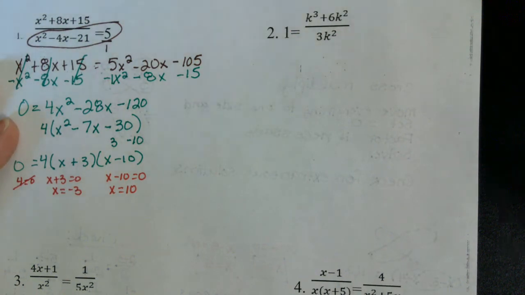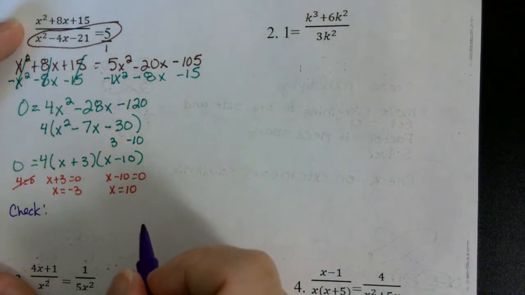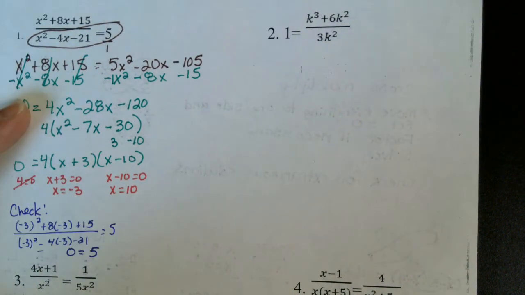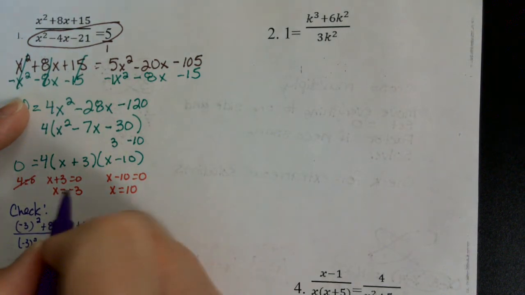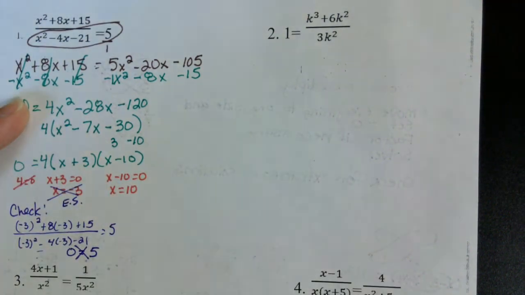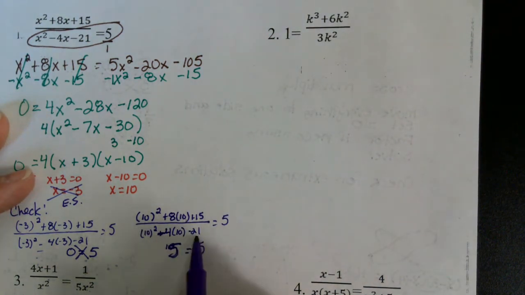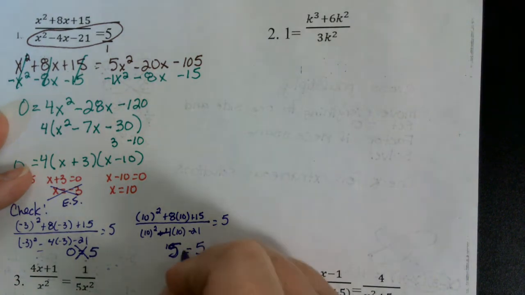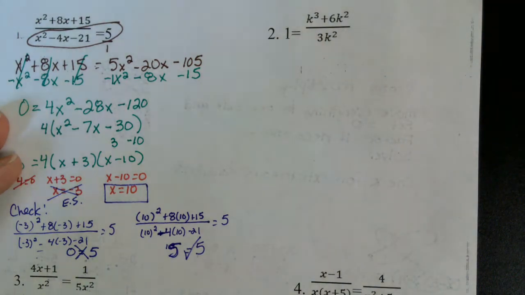And then I'm going to check by plugging these in. So I substituted the -3 in, and I got 0 equals 5, which does not work. So that means -3 is an extraneous solution. Then I substituted 10 into my equation, and I got 5 equals 5, which does work. So that means 10 is one of my solutions.